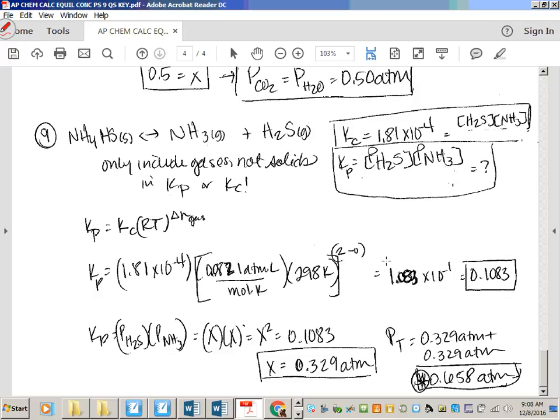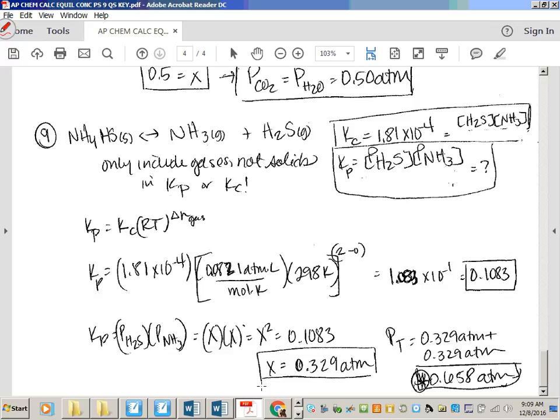And then for the, I can't scroll down anymore, you might have to stand up, you can't see the very bottom. Once we had our Kp value and we saw that they were produced in a 1-to-1 mole ratio, that's making x and x amounts of both of them equally. So Kp is equal to x squared, square root Kp, you get the partial pressure of each of those gases, which is 0.329 atmospheres after you square root.